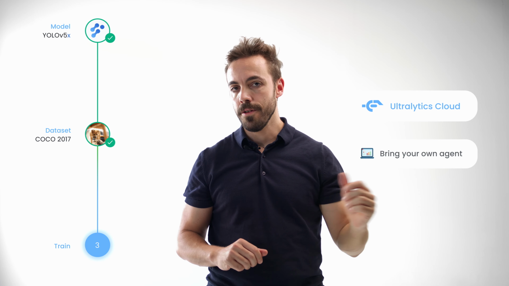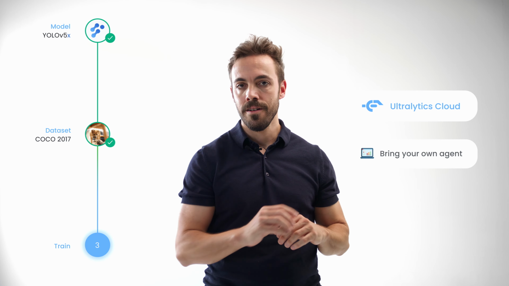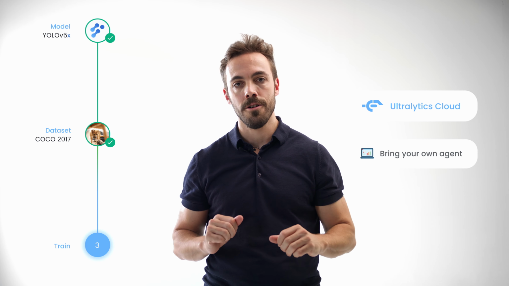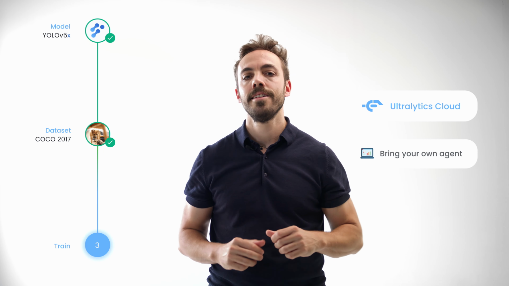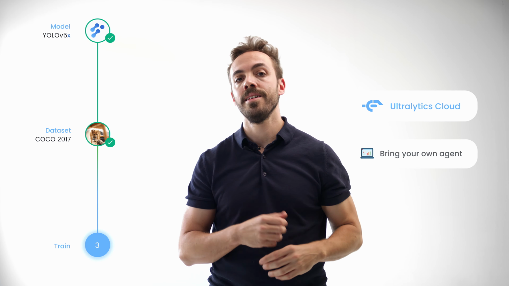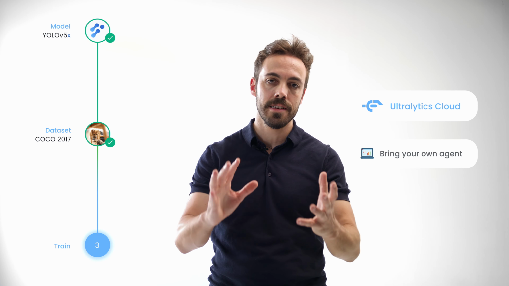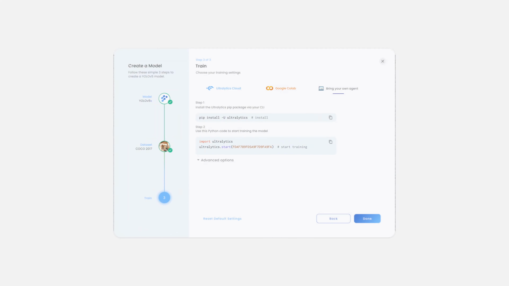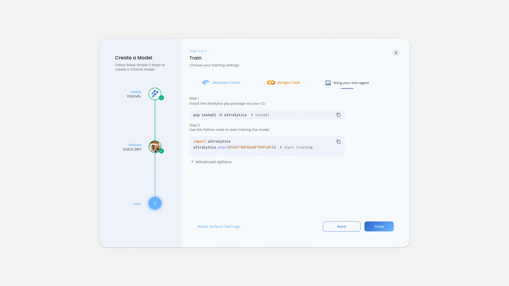The second option is bring your own agent. So if you have your own hardware, you can install the Ultralytics PIP package on the hardware, which will act as an agent. It'll be connected to the cloud and it will download models, train them, and send the results back to Ultralytics HUB. This allows great flexibility in terms of where you want your models trained, and it makes it just very, very simple compared to any other solution out there.